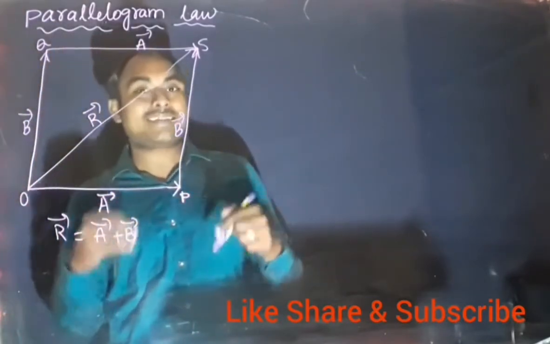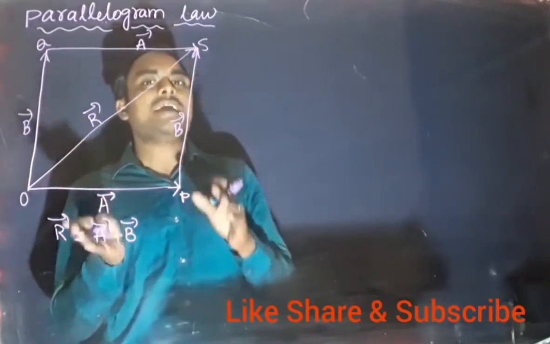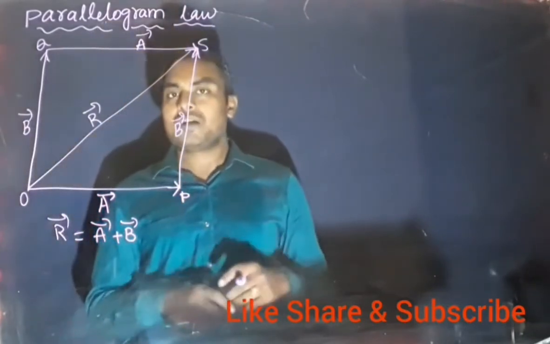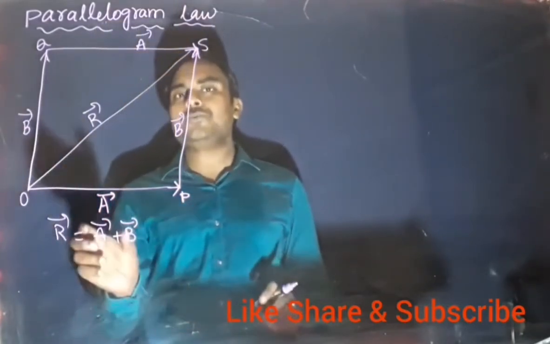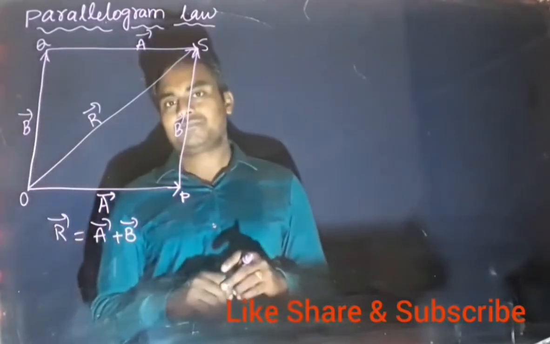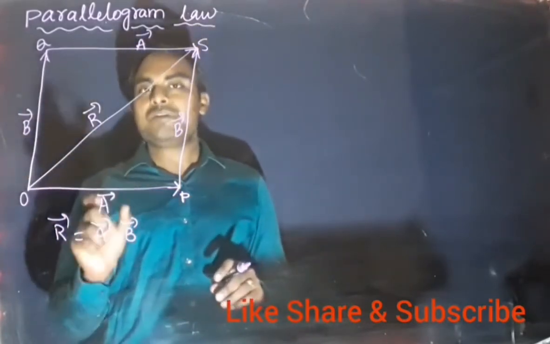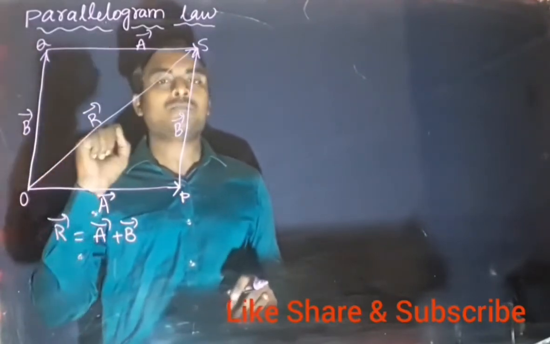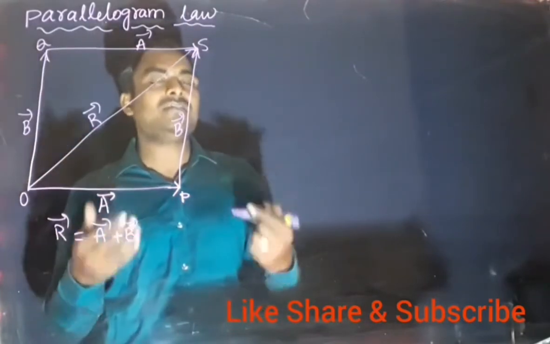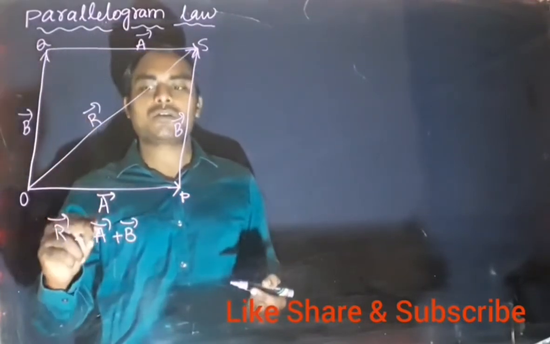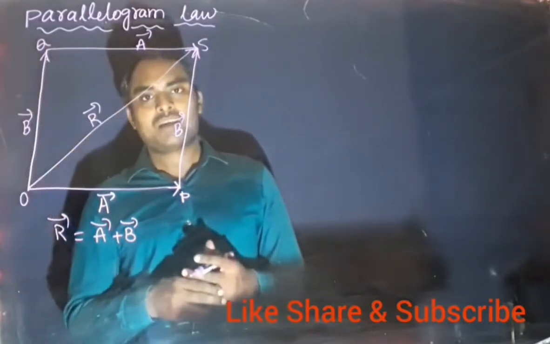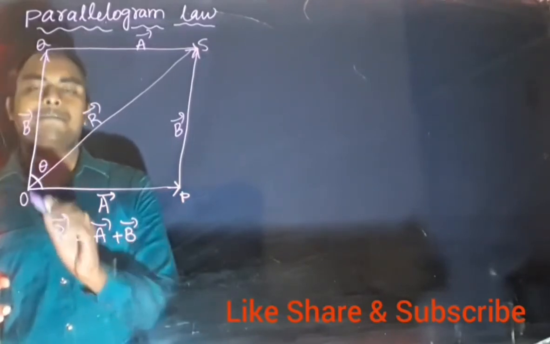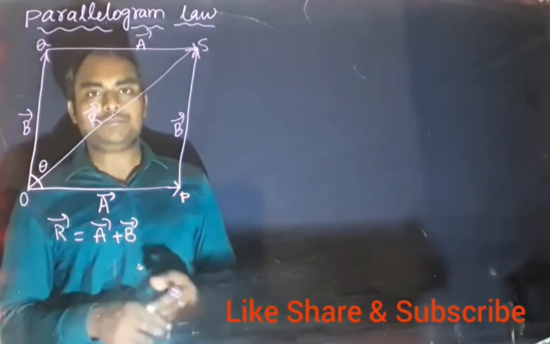So R bar is called the resultant vector. Resultant means addition of two vectors. So R bar equals A bar plus B bar. Now we need to find the magnitude of this resultant vector. The magnitude of A bar can be represented by A, the magnitude of B bar by B, and the magnitude of R bar by R. But we need the expression for R in terms of A and B. Let us take the angle between A bar and B bar as theta. Theta is the angle from A to B.